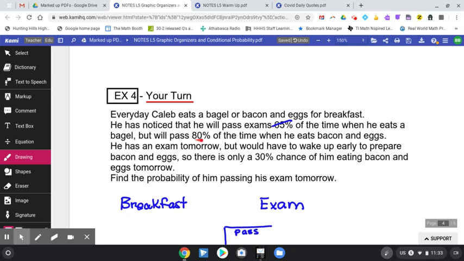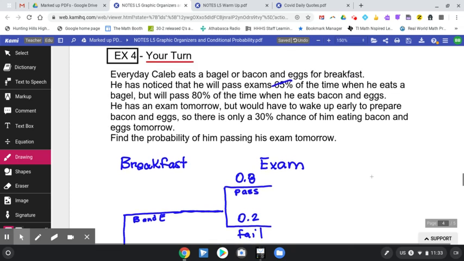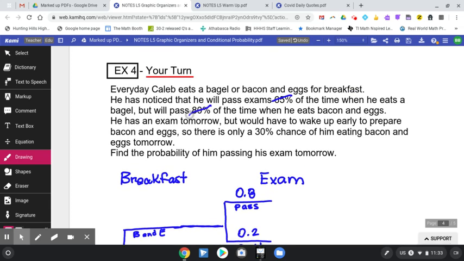Let's keep going here. He will pass 80% of the time when he eats bacon and eggs. So where are we going to put that 80? 80 is for passing when he eats bacon and eggs. So let's put the 80 there. And 20% would be for failing when he eats bacon and eggs. And let's cross out the 80. And we keep on going here.